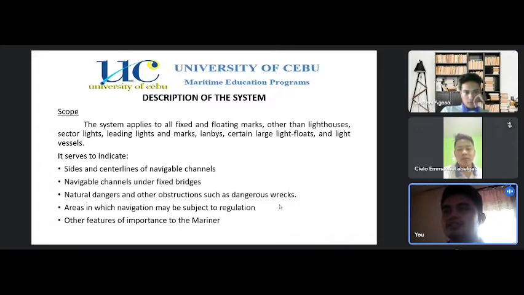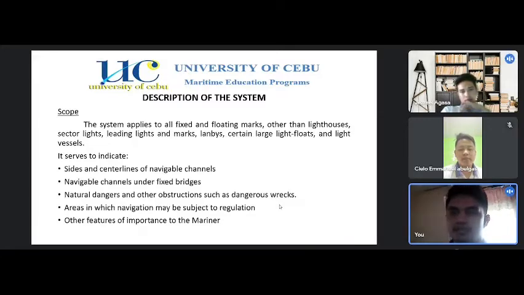Now, the description of the system for the IALA buoyage system. The scope of the IALA buoyage system. This system applies to all fixed and floating marks other than lighthouses, sector lights, leading lights and marks, landmarks, certain large light floats, and light vessels.